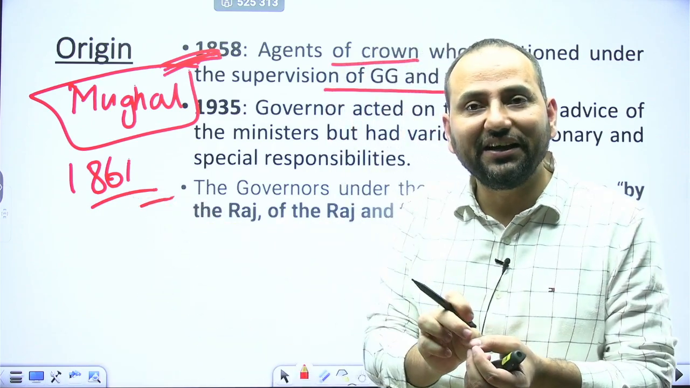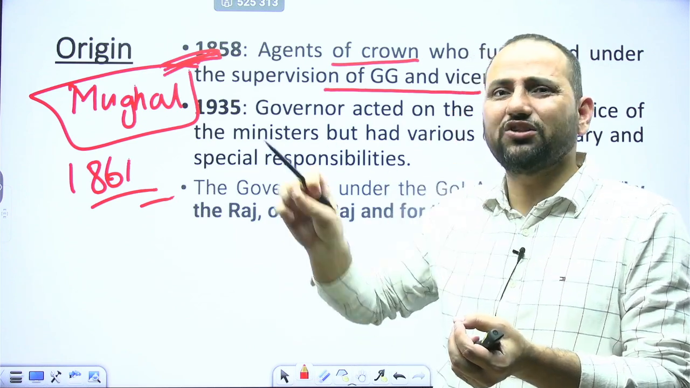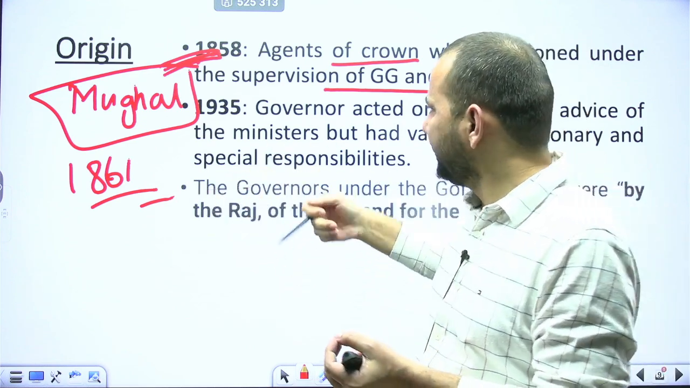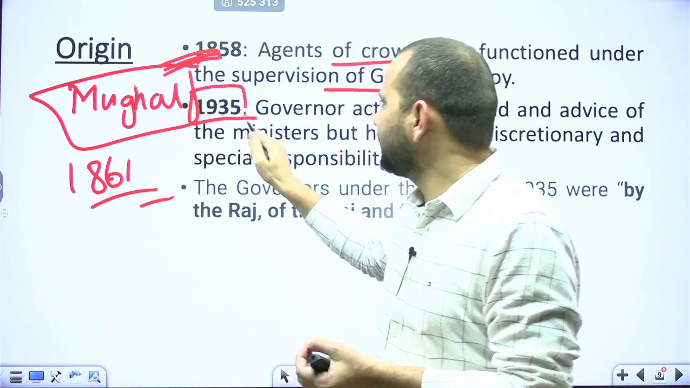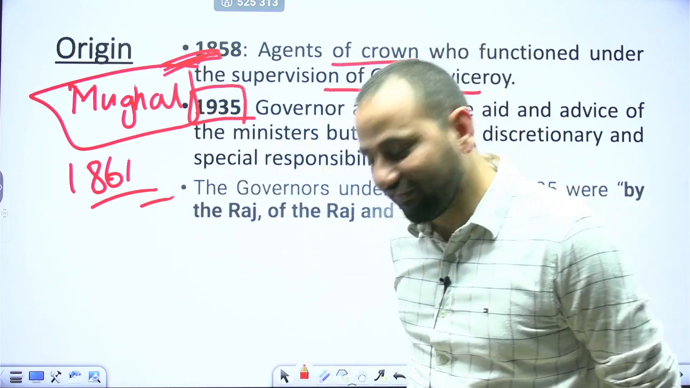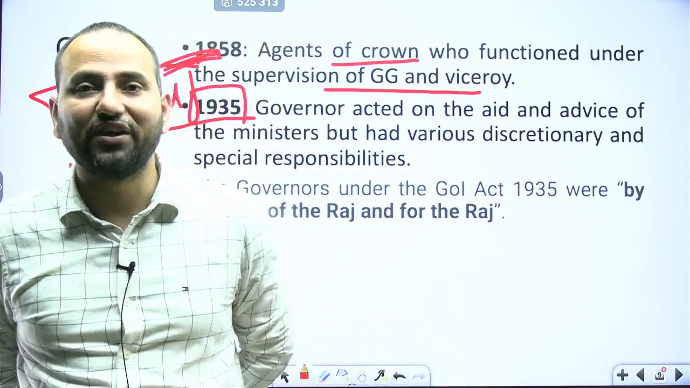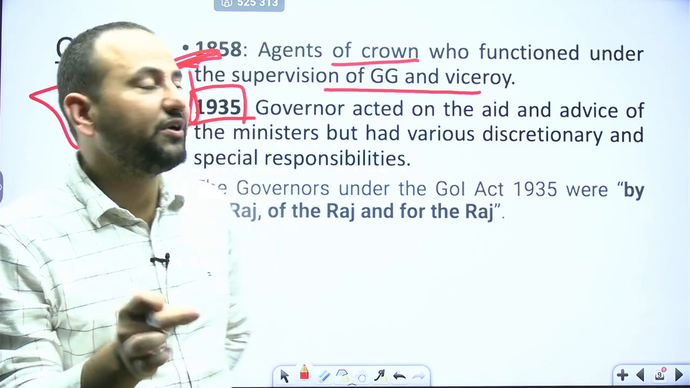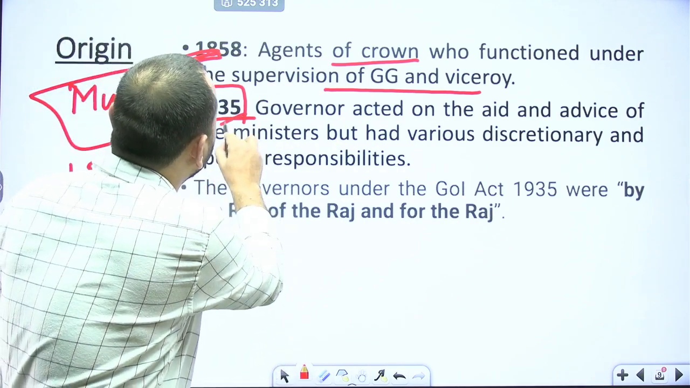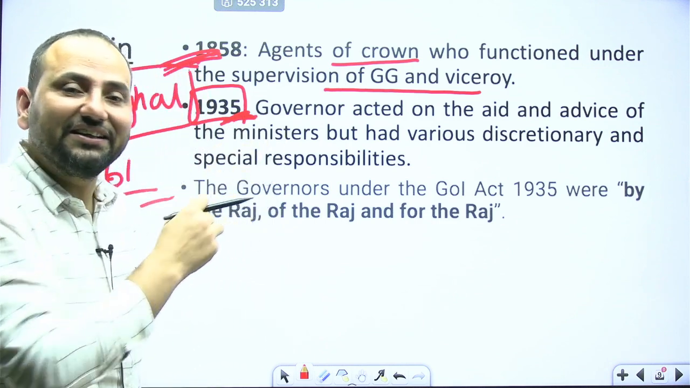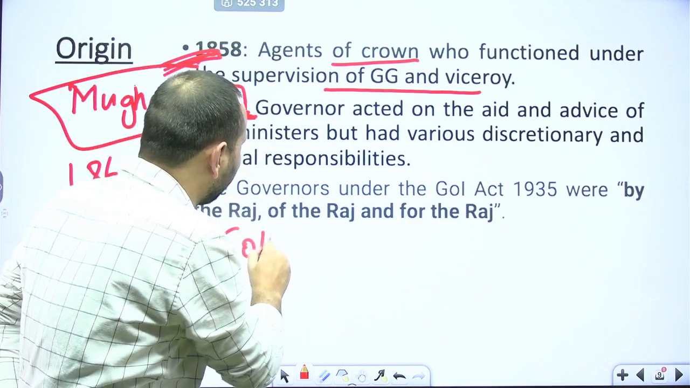And here again, some power started coming in the hands of the governors. This kept on improving, and finally, you will see that through this Government of India Act 1935, or it can also be known as the Constitution of India 1935, from here onwards, if you see the concept, we can see that here the concept of collective responsibility came into existence.